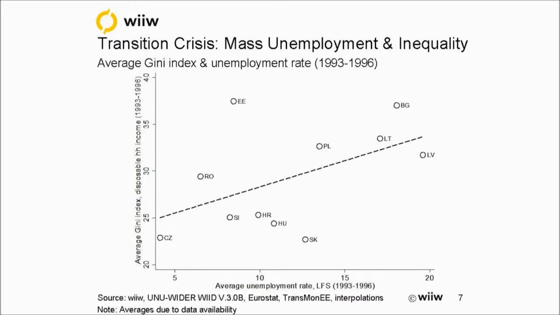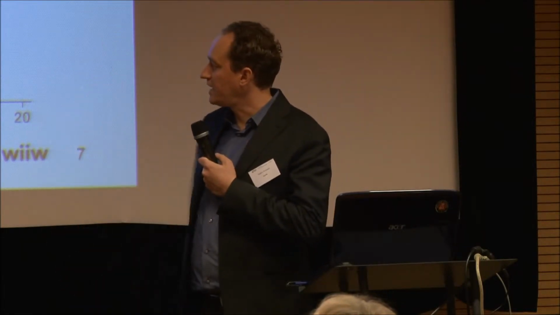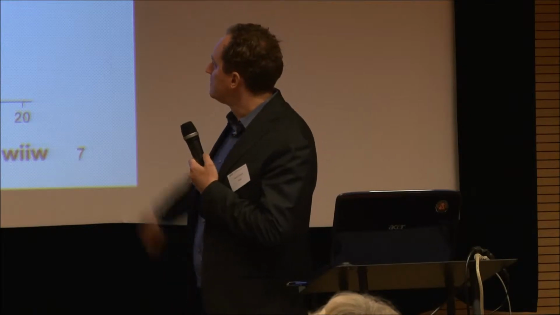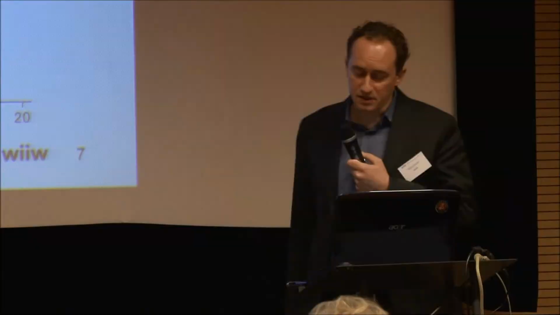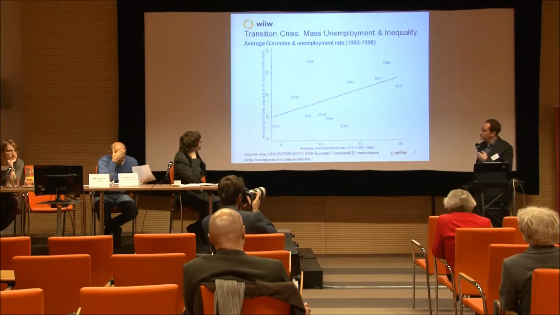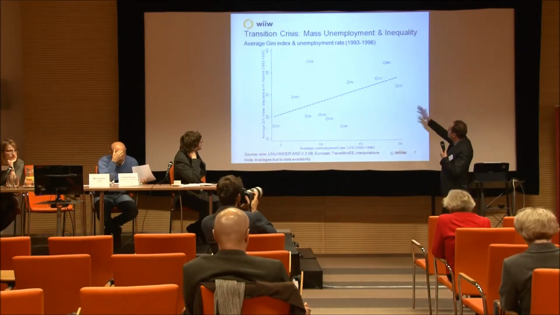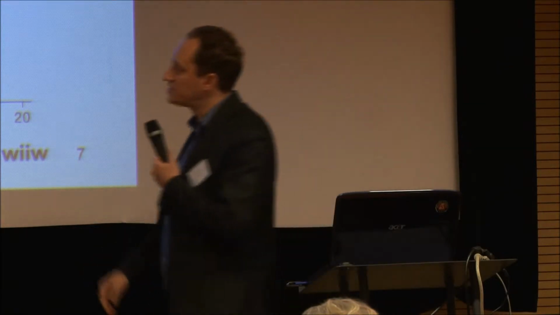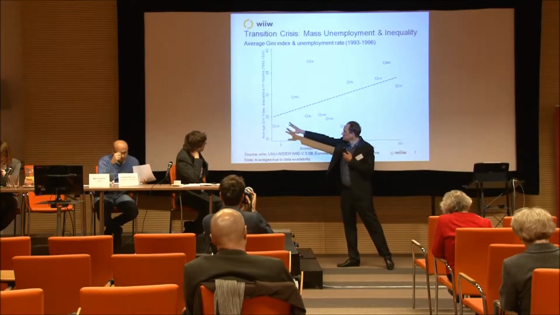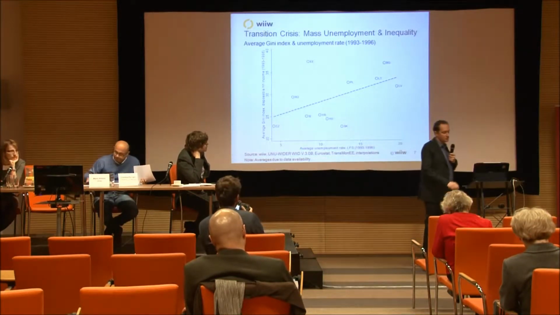A bit later, 93 to 96, we have this effect of a massive income shock, high unemployment rates, especially in those countries which experienced also a large drop in GDP, but also Bulgaria, Poland, the Baltic economies, again those countries having high inequality rates, while the Czech Republic, for instance, has a very low unemployment rate and also a very low income inequality rate.